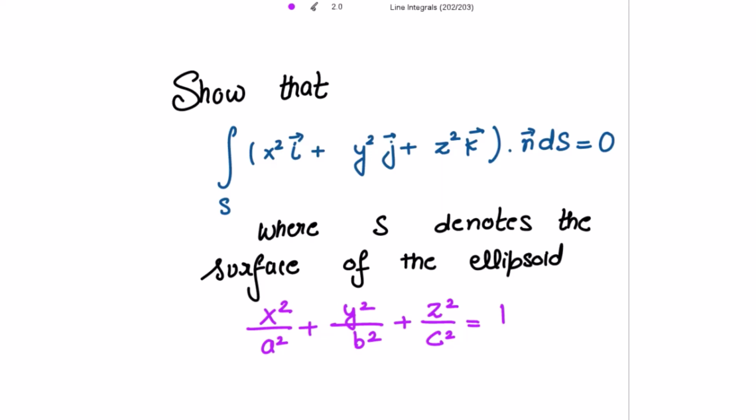Going to show that this surface integral of x square i vector plus y square j vector plus z square k vector, its dot product with n vector dS is equal to 0, where S denotes the surface of the ellipsoid x square by a square plus y square by b square plus z square by c square equal to 1. So we need to apply the Gauss's divergence theorem over here.